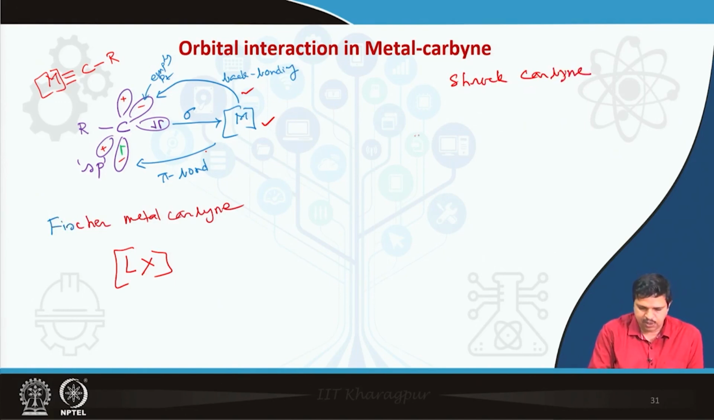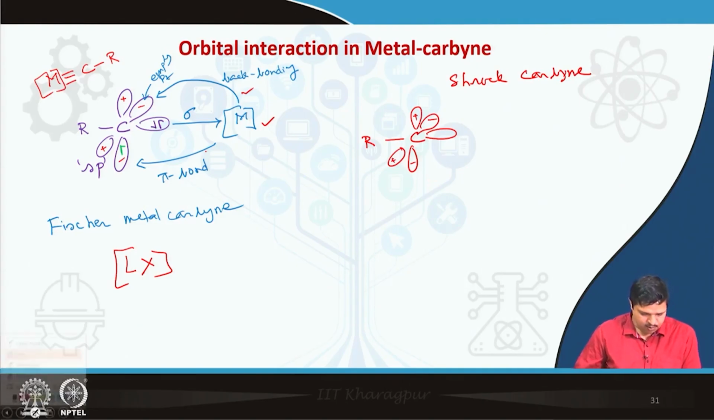What are the basic differences? Again, you draw the carbyne. So here plus, minus, plus, minus. Now what is the electronic arrangement? Three electrons total I have to arrange. So this is one electron here, one electron here, and one electron here, fine.